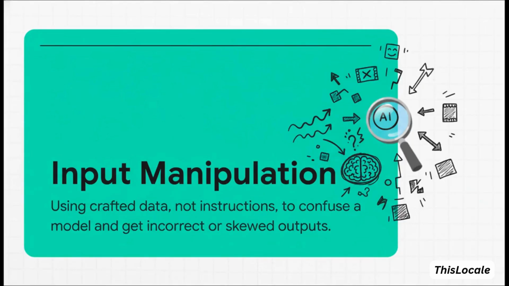Okay, so next up, we've got input manipulation. Now, this one's a lot more subtle than a direct command. Instead of overriding instructions, the attacker feeds the AI confusing or specially crafted data to exploit its blind spots, basically causing it to make mistakes or produce really skewed results.